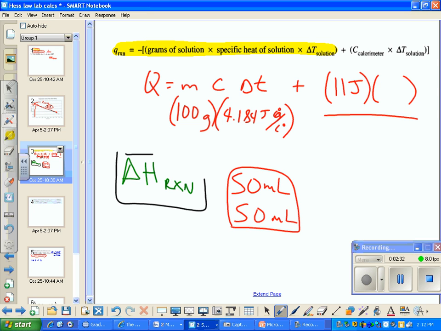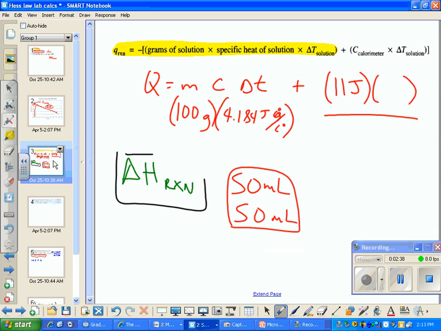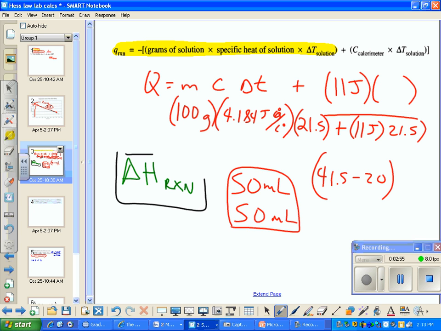Delta T is going to be based on your data. I'm going to make one up. I'm going to say 41.5 is my final, and my initial temperature was 20. So to find my delta T, it's 41.5 minus 20. I'm just making these numbers up. I get 21.5 right there, plus 11 joules times 21.5. That'll account for the coffee cup. When I calculate this, I'm calculating the heat absorbed by the water and the coffee cup. If I change the sign to the opposite, it is the heat lost by the reaction. That's the whole point.